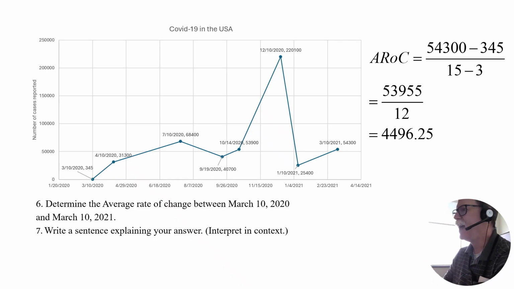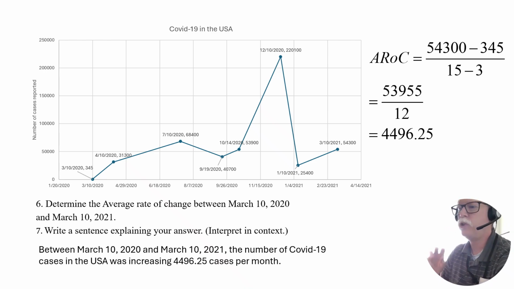So the net value again is the numerator, 53,955, and we want to write a sentence. Sometimes it might be phrased as interpret in context, but we did this, I think, in Unit 1 with the modeling. Maybe just explain it in your own words.